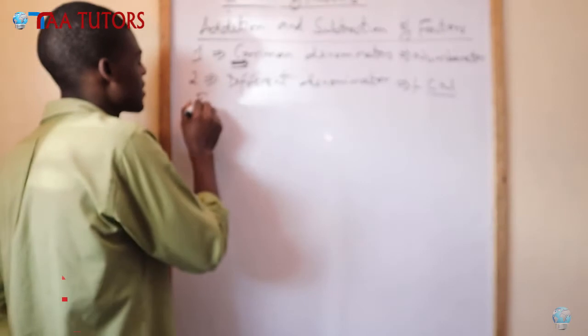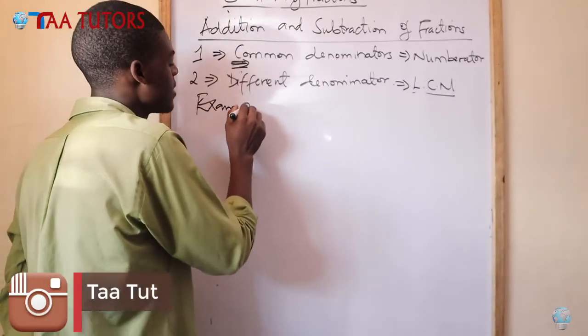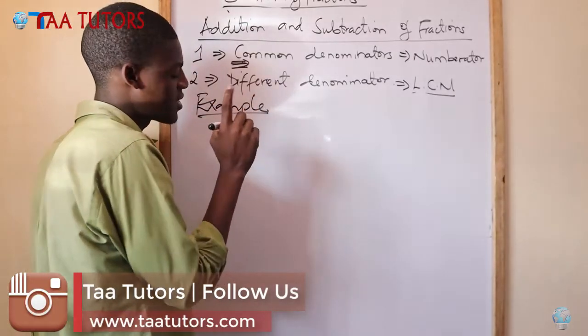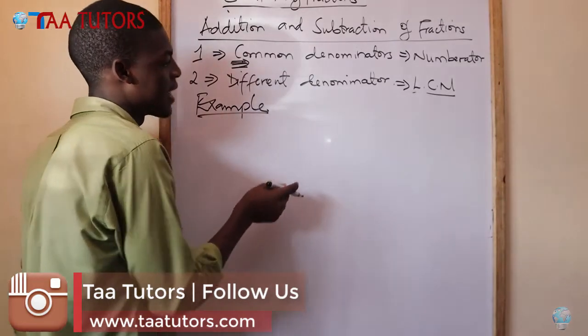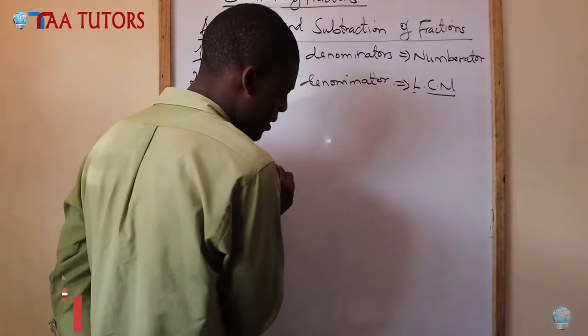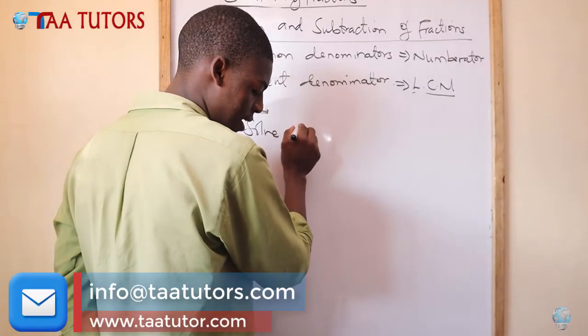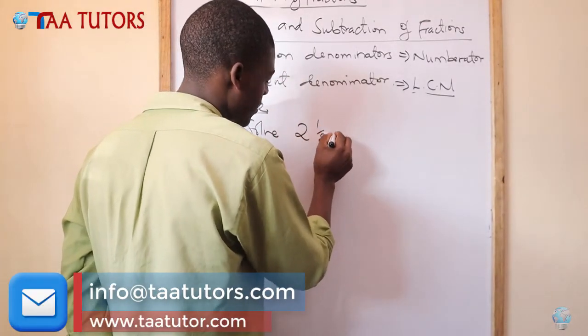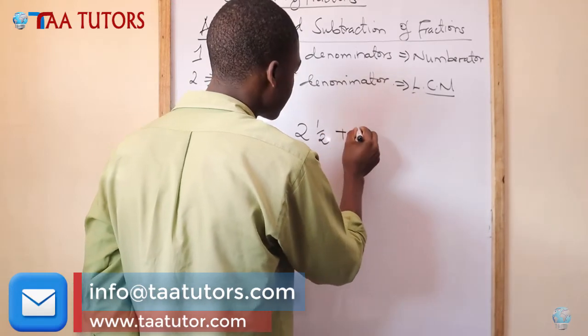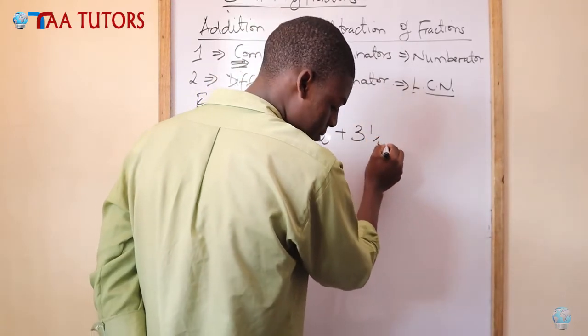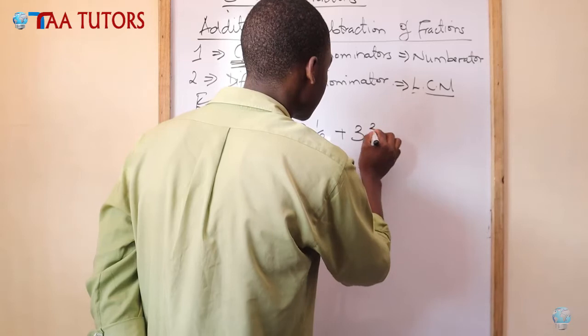Now, let me do the first example. And I've said all the first three types of fractions can be brought. The first one is solve. We have 2.5 plus 3.25. No, 3/4.